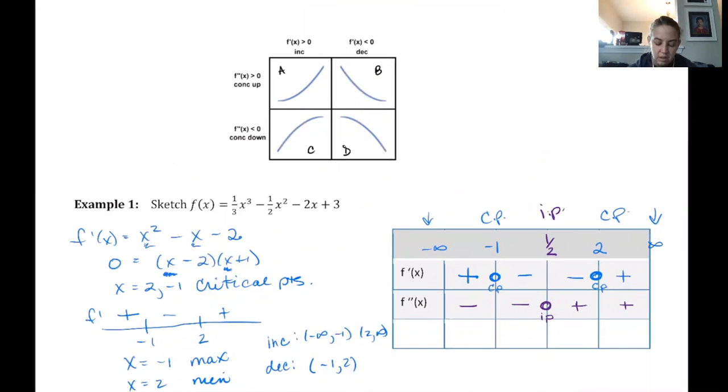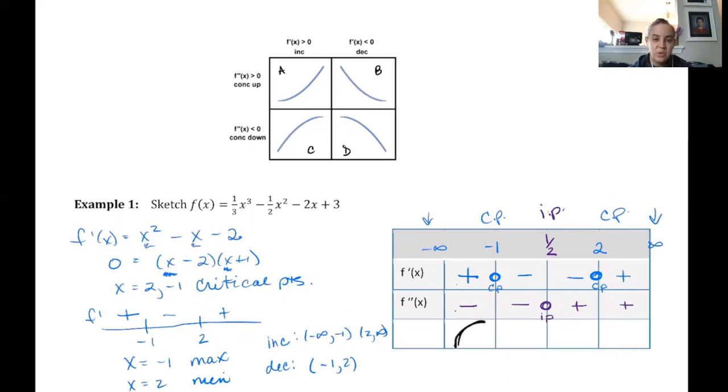For this first section, I'm increasing concave down. First derivative is positive, second derivative is negative. So increasing concave down. So you want to ask yourself, which of those curves is increasing concave down? Well, it's curve C. So I'm going to use this box and just write in a curve C.